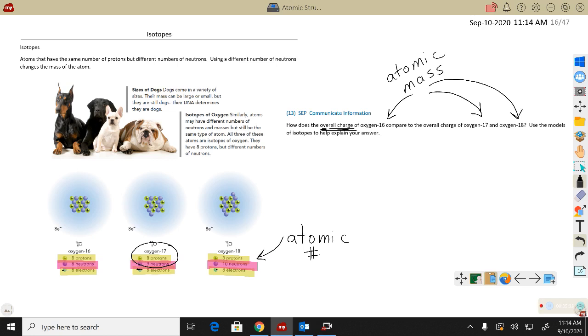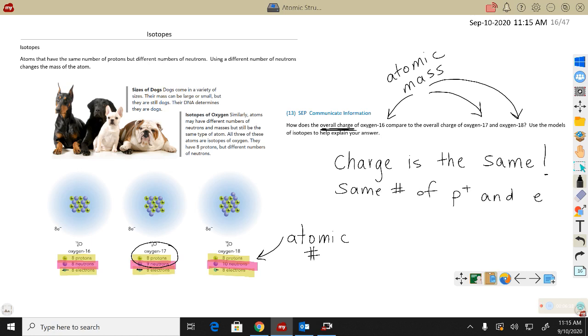Hopefully you're saying no. How does the overall charge compare between these three isotopes? The charge is the same. Yay! When we explain our answer, it's just that neutrons are neutral. And so even though I have a couple extra neutrons, it doesn't change the balance between the positive protons and the negative electrons. So we still have the same number of positive protons and negative electrons.